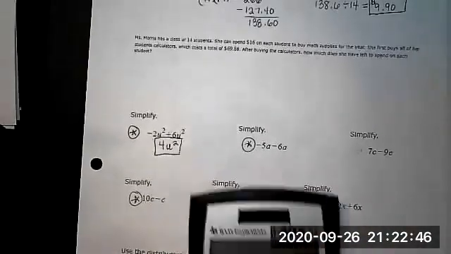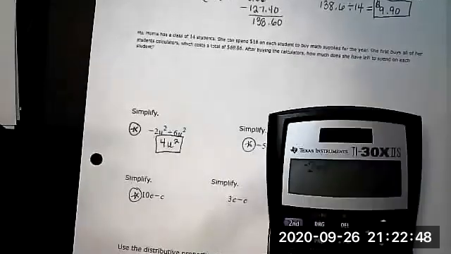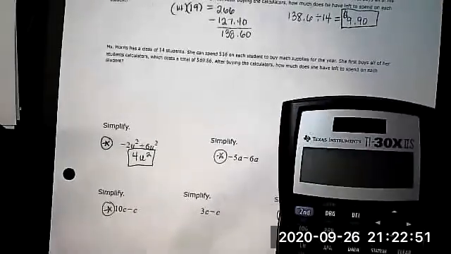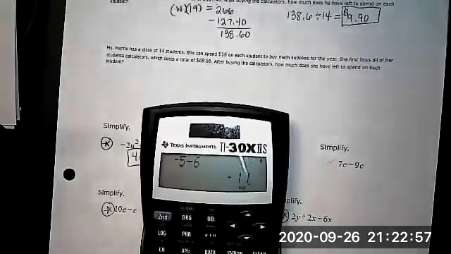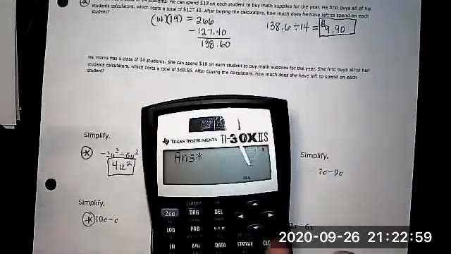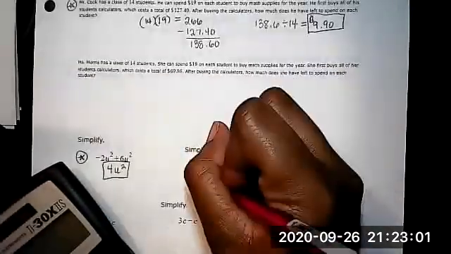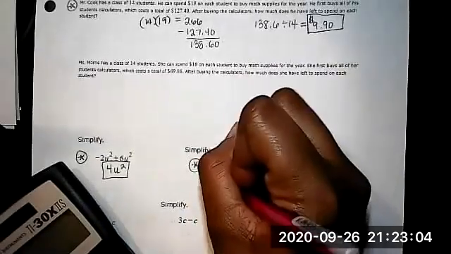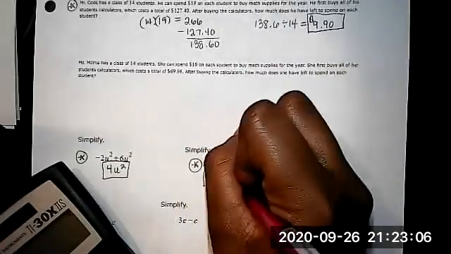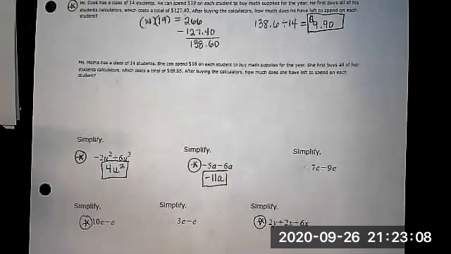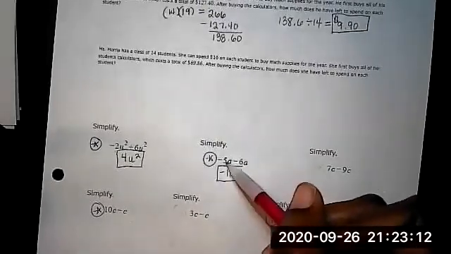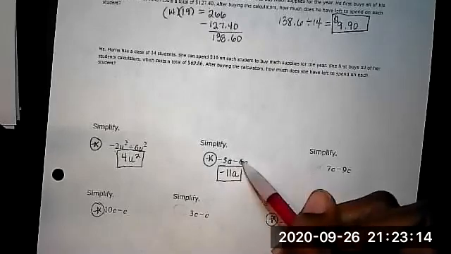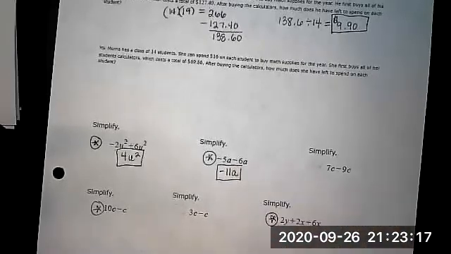Let's try this. We have -5a - 6a, we're just going to add or combine the coefficients. So in this case, it gave me -11, and then I'm just going to put the a after. Okay, so we're just combining like terms. We're combining the coefficients, the number in front of the letters, and then we're just going to put the letter at the end.